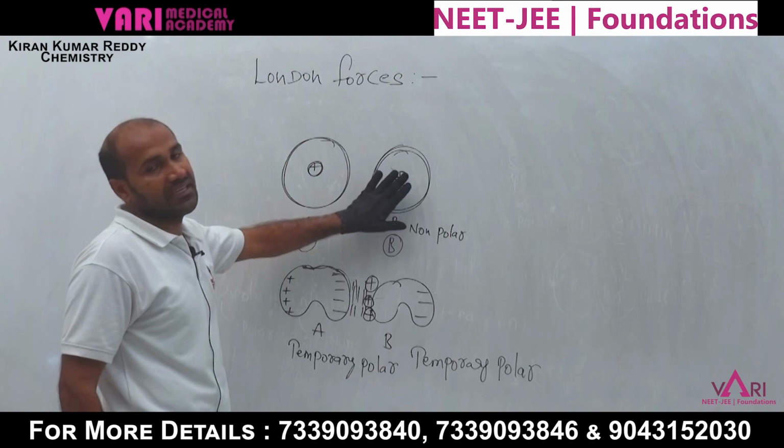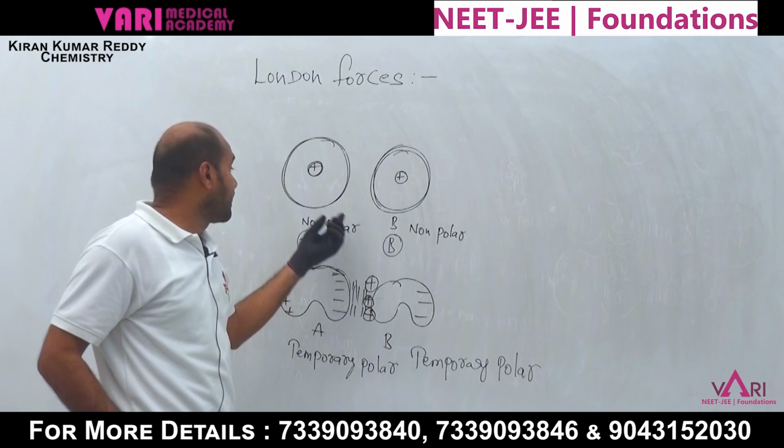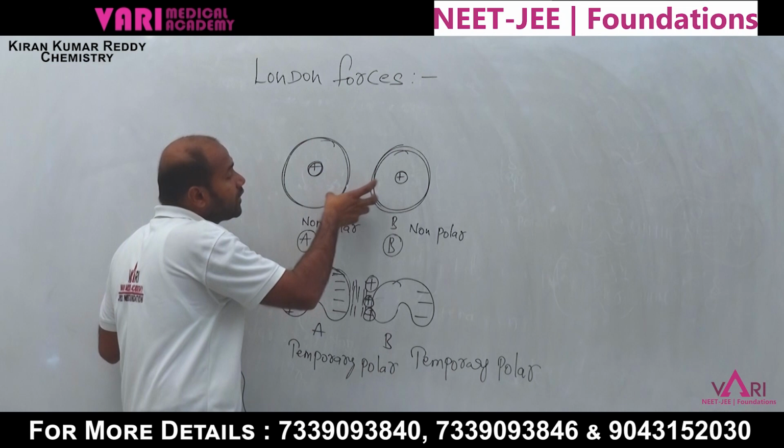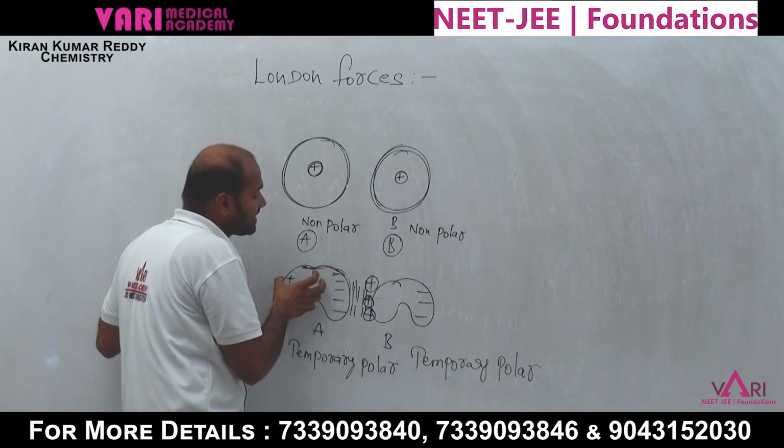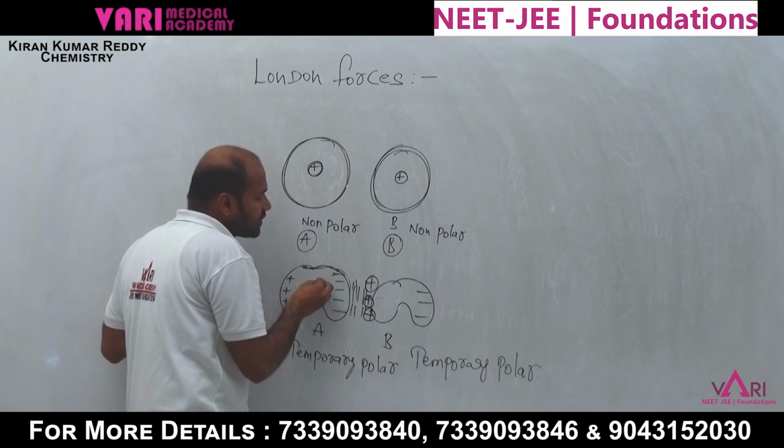Atom A and atom B are non-polar because no charge is present. Now atom A and atom B are very close to each other. At one particular instant, atom A behaves as a dipole. Behaving as a dipole means the symmetry is disturbed: one side has more electron density and one side has less electron density.